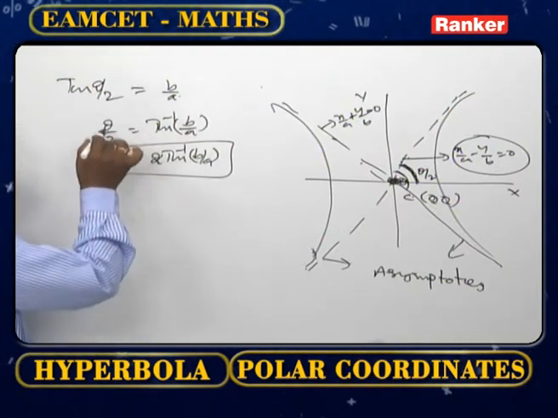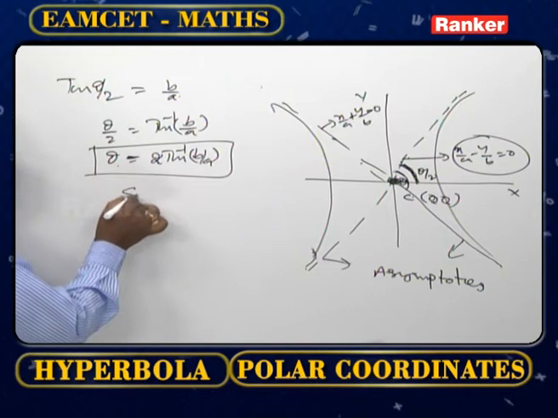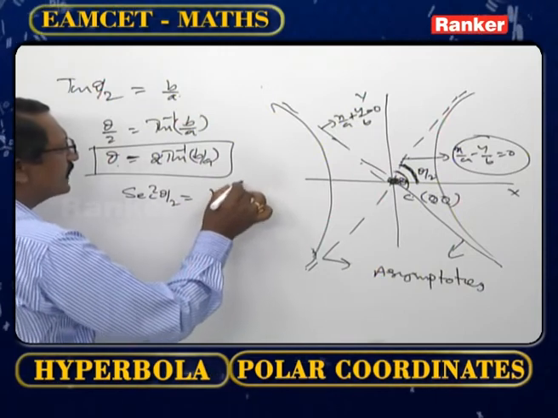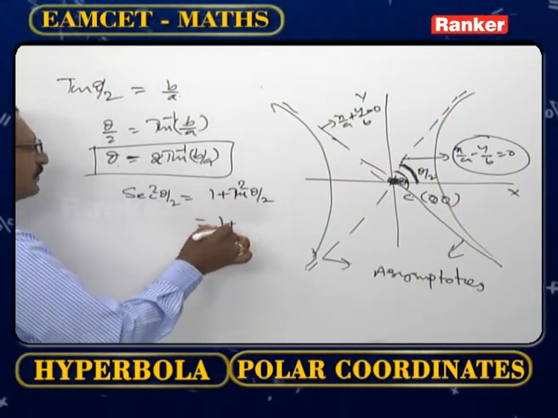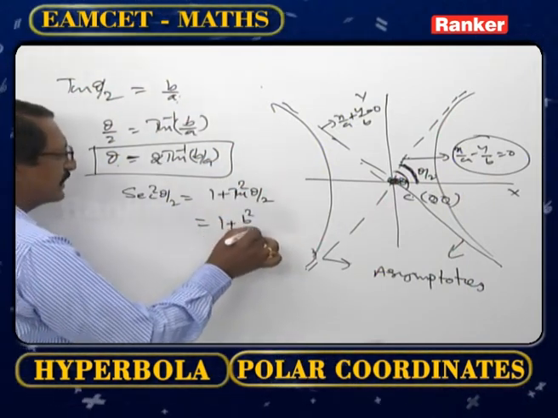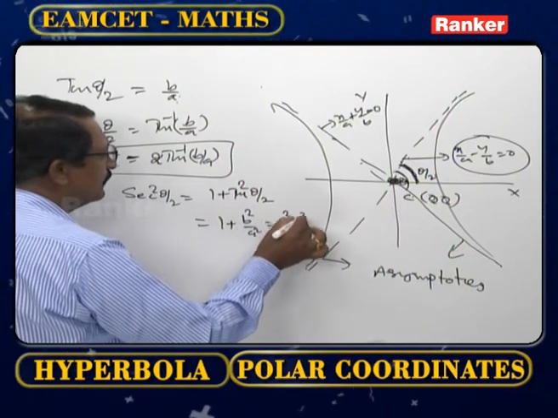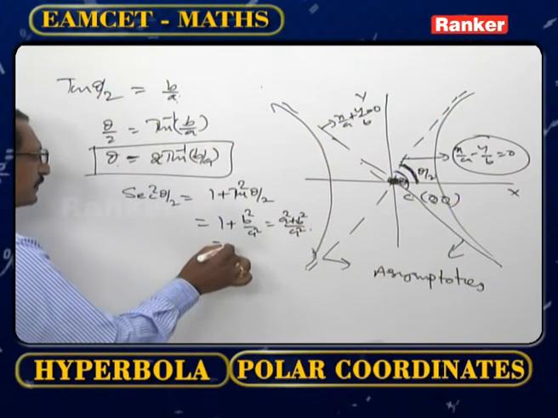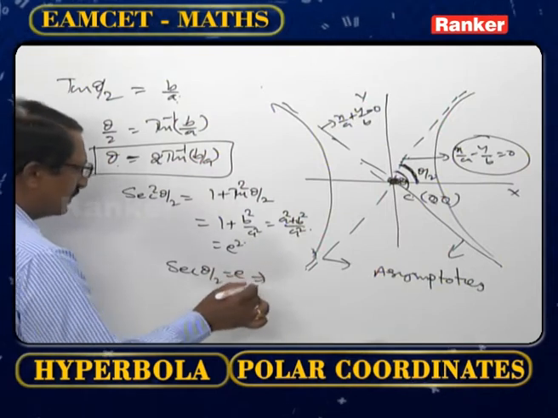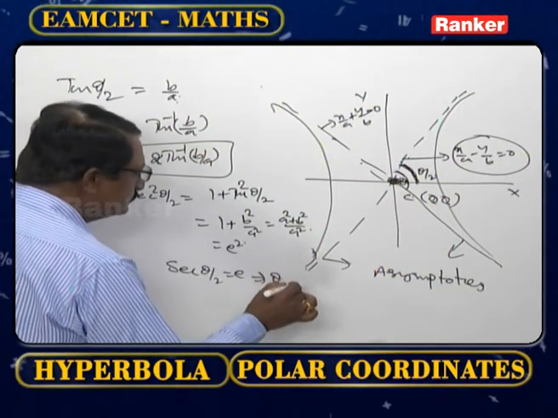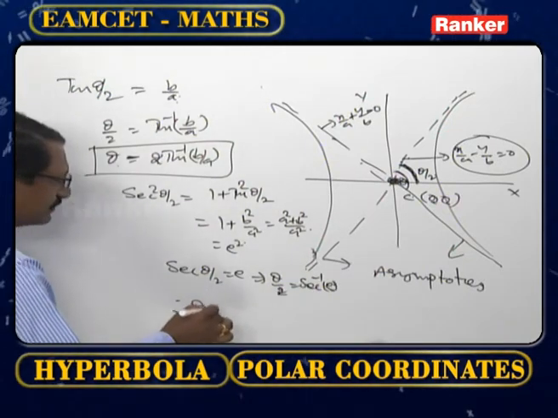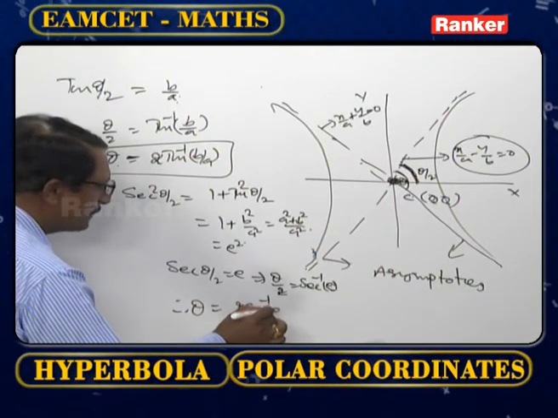Similarly, suppose tan theta by 2 equals b by a. Then secant square theta by 2 equals 1 plus tan square theta by 2, which equals 1 plus b square by a square, or a square plus b square by a square. It is nothing but e square. Now secant theta by 2 equals e, which implies theta by 2 equals secant inverse e. So the angle between the asymptotes is theta equals 2 secant inverse e.